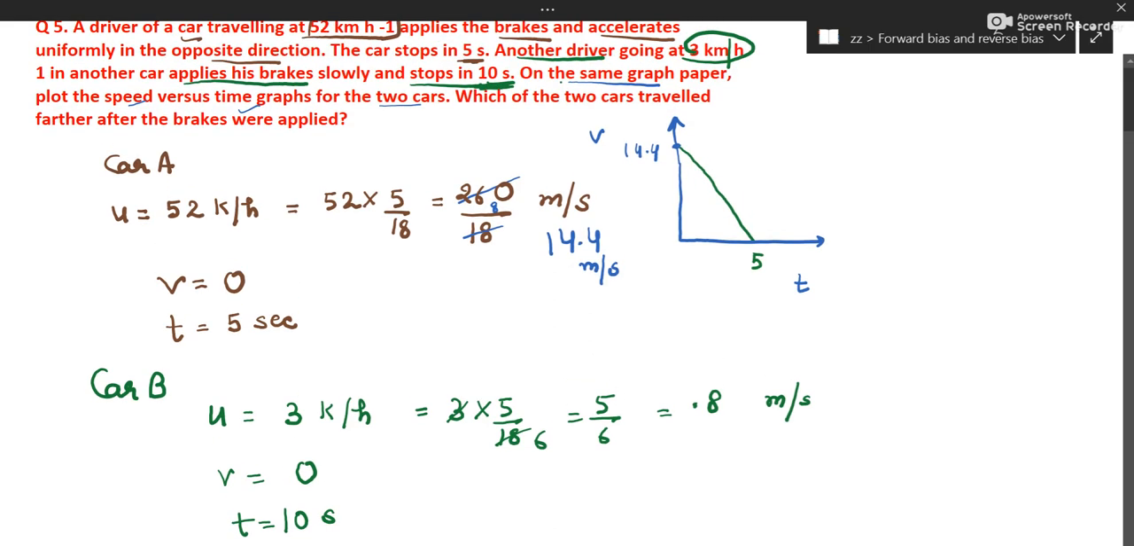So now we'll have to draw. So initial velocity is 0.8. So graph will start from 0.8. 0.8 is very much low. Even you can show lower than this. This is 14. So this is 0.8. Let it be. And it takes 10 seconds. So 10 is here. So this is for car B. This is for car A. Proper graph can be drawn. Once again, let us see.